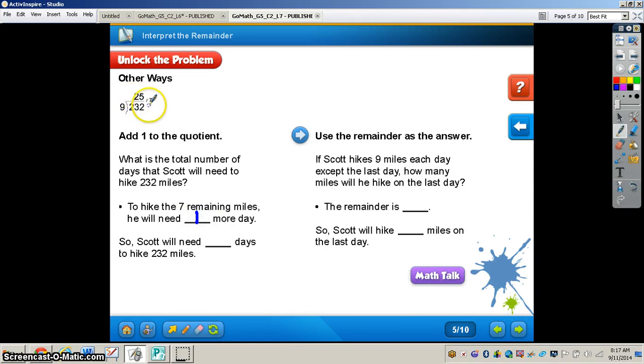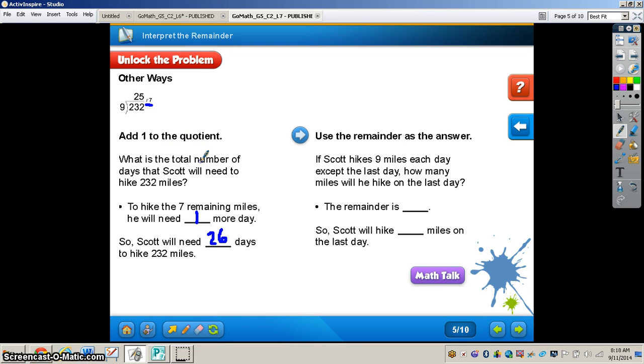So 9 miles on 25 days, and then on the final day he gets a little bit of a rest. He's only hiking 7. However, that is 1 day. Okay, so Scott will need 26 days to hike 232 miles. We just added another day to that 25. Why another day? Because there are 7 miles left over still.